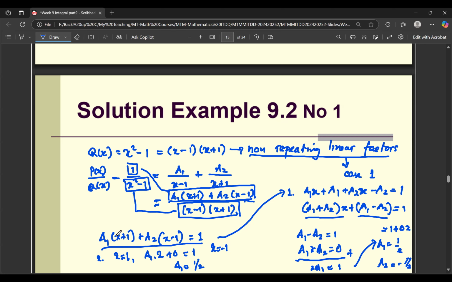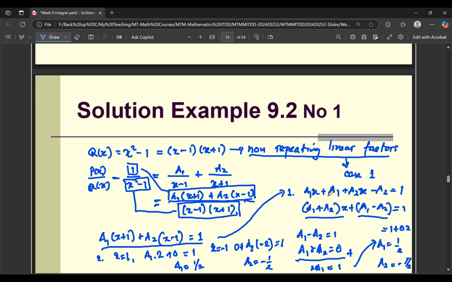Why? Because if we substitute x by minus 1, the first component will be 0, and A2 can be determined easily. This will be 0 plus A2 times minus 2 and is equal to 1. So A2 is equal to minus a half. You can look at that.